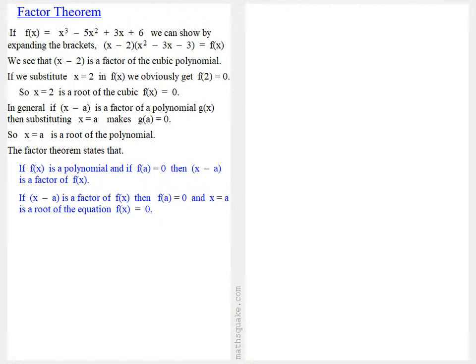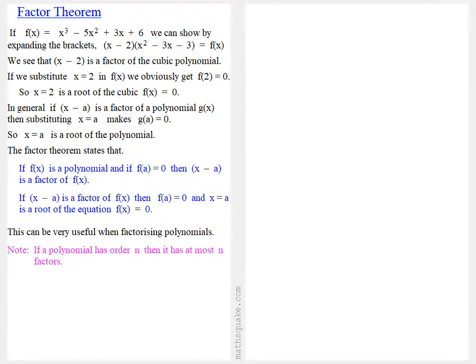Now the factor theorem states that if f(x) is a polynomial and if f(a) equals 0, then x minus a is a factor of f(x). Also, if x minus a is a factor of f(x), then f(a) equals 0, and x equals a is a root of the equation f(x) equals 0. This can be very useful when factorizing polynomials.